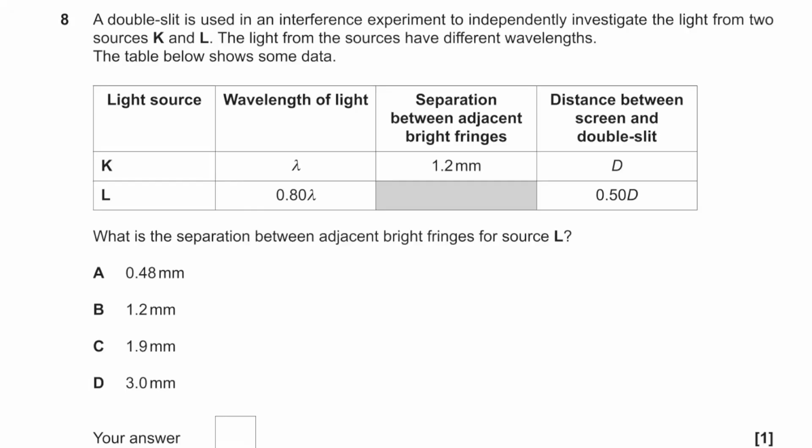This is a proportionality question. So let's crack out our equation: W equals lambda d over S. What is staying the same? S is staying the same. So therefore we can say that W is proportional to lambda d.